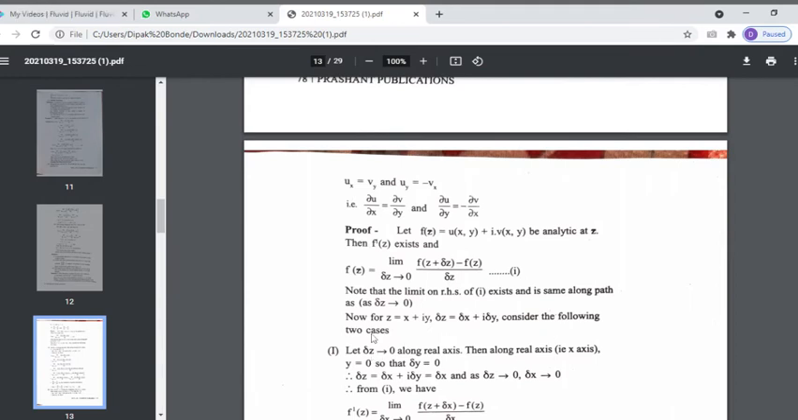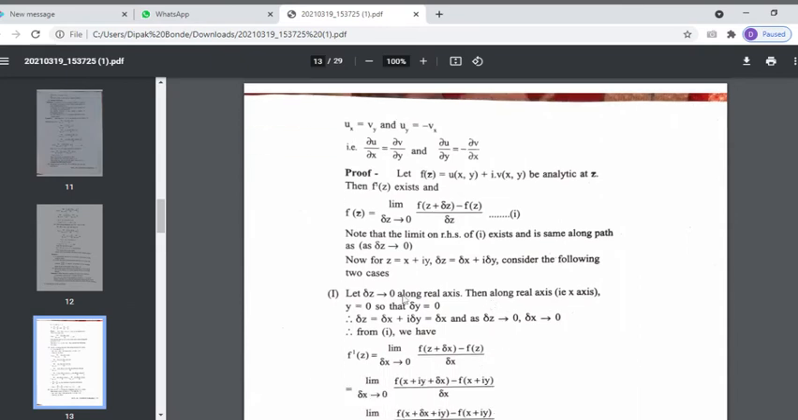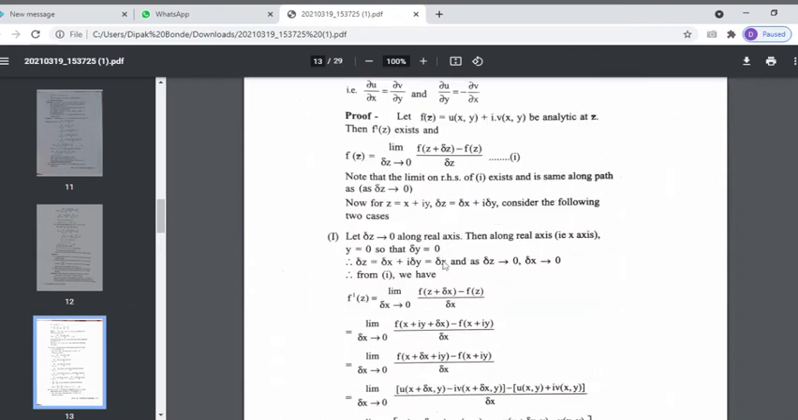Case 1: delta z tends to 0 along the real axis. Then along the real axis, delta y = 0, so delta z = delta x + i delta y. Since delta y = 0, delta z must be equal to delta x, so delta z tends to 0 implies delta x tends to 0. So the limit becomes f'(z) = limit as delta x tends to 0 of [f(z + delta x) - f(z)] / delta x. Here we can replace delta z by delta x.